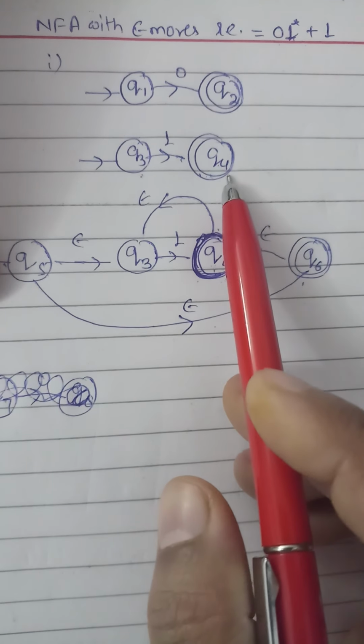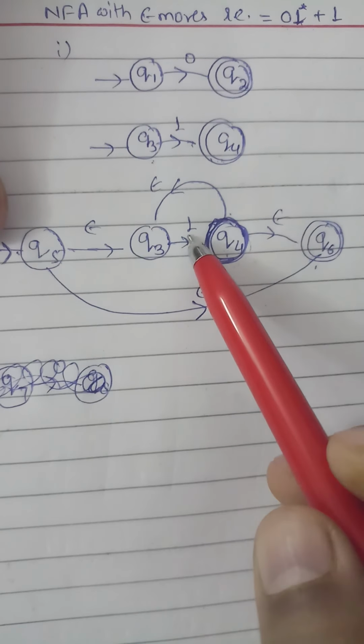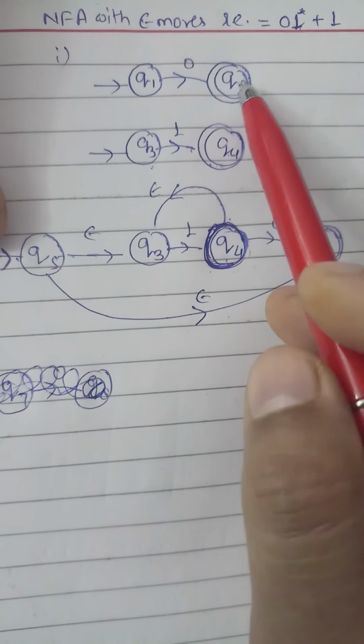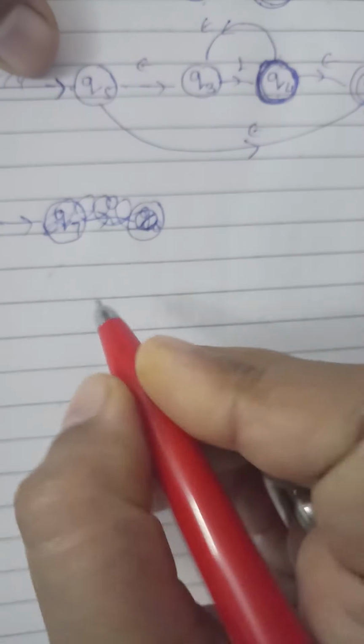To understand it, I made it the final state, but this is not the final state. So now what do we have? 0, 1 star. So we have this here, and we can add this with epsilon moves. How are we going to add it?